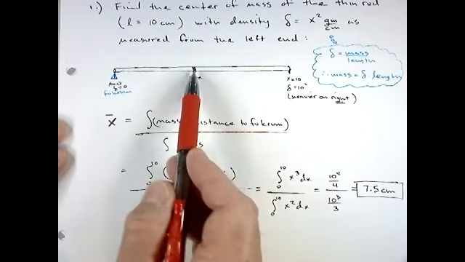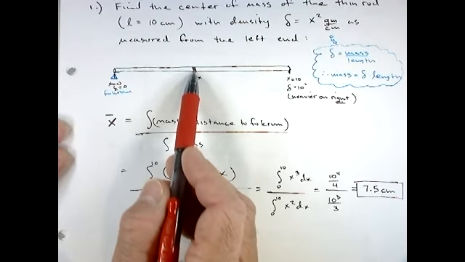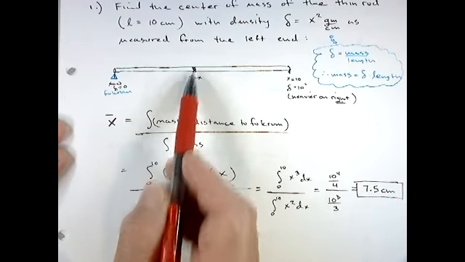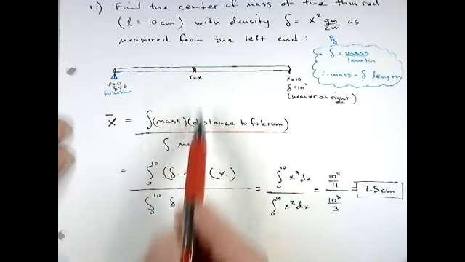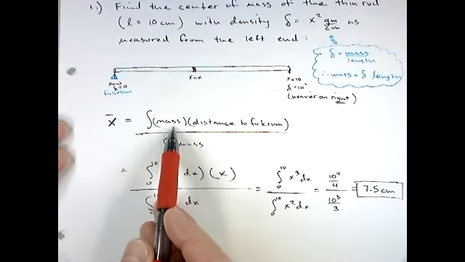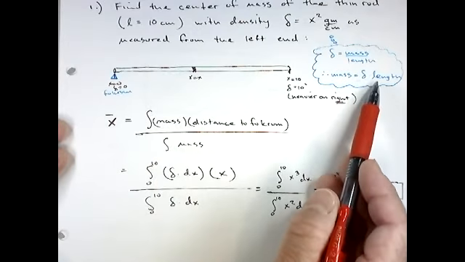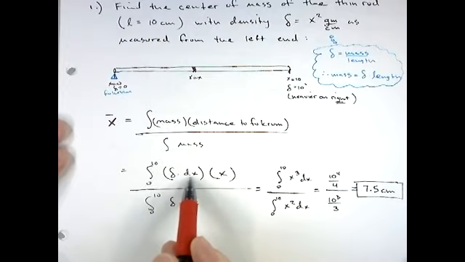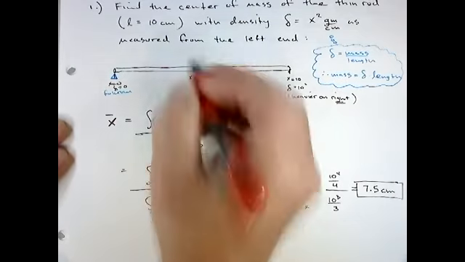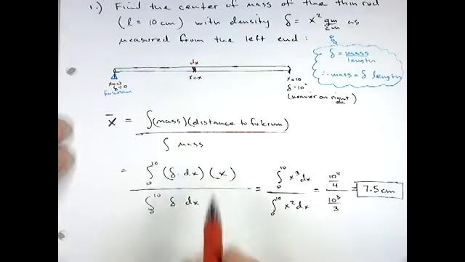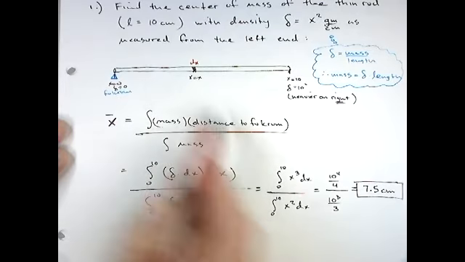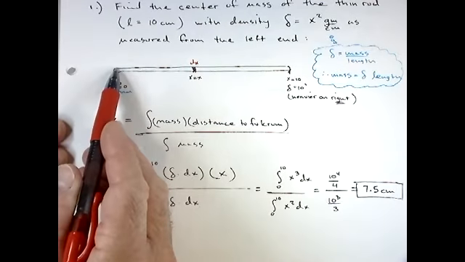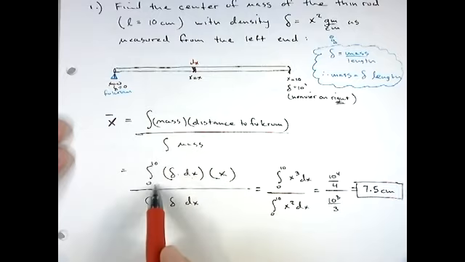So the idea is we take a small little piece of this wire at some distance x from the left end, a little thickness of it. The mass of that is the density times the length, so it would be density times our little tiny increment, dx, which is the length. And we multiply that by the distance to the fulcrum, which is x centimeters, and we integrate that from 0 to 10.